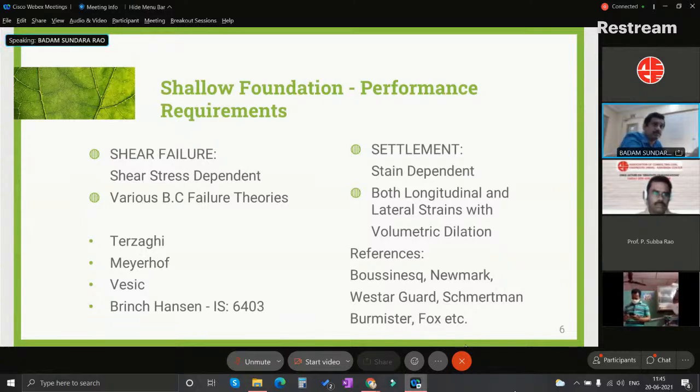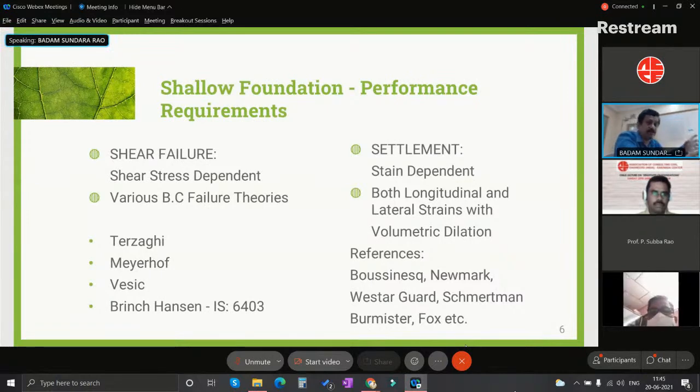In the other extreme case, we have the soft clays. These soft clays are highly strain dependent. There is no well-defined failure plane, and the failure is generally in the form of large displacement. There are large strains in the order of 5 to 20%.